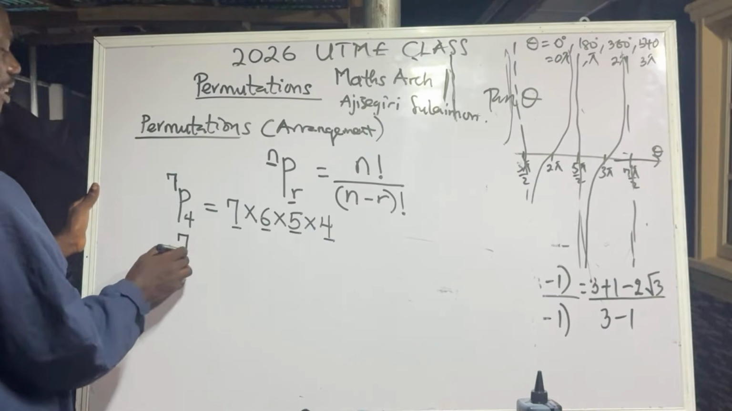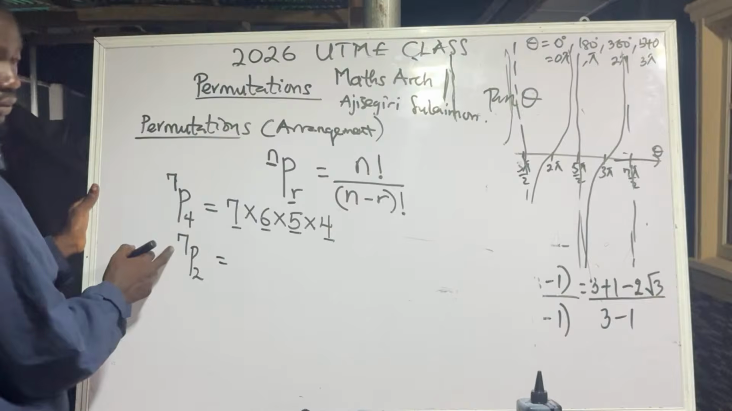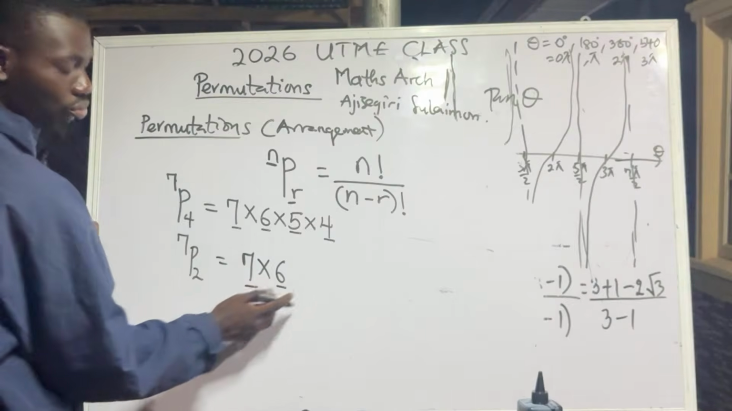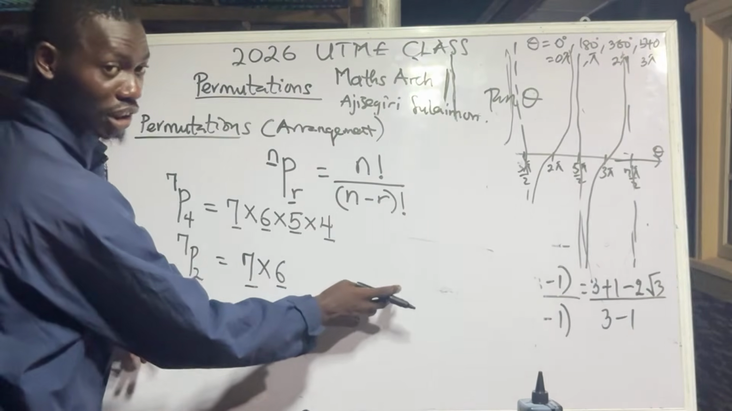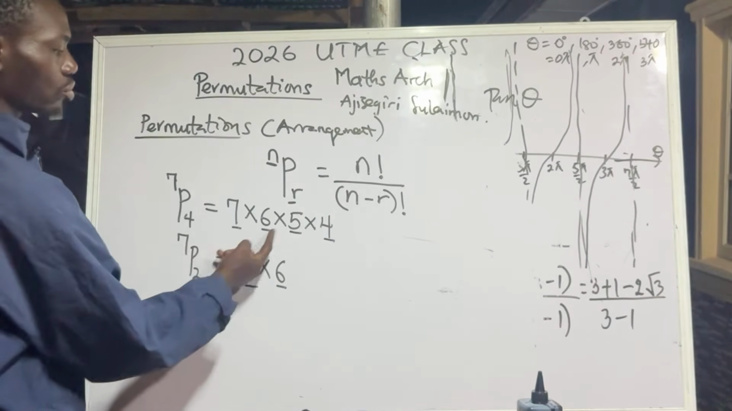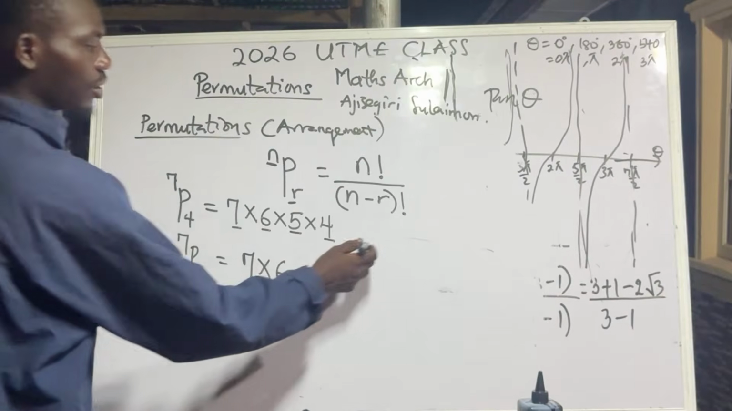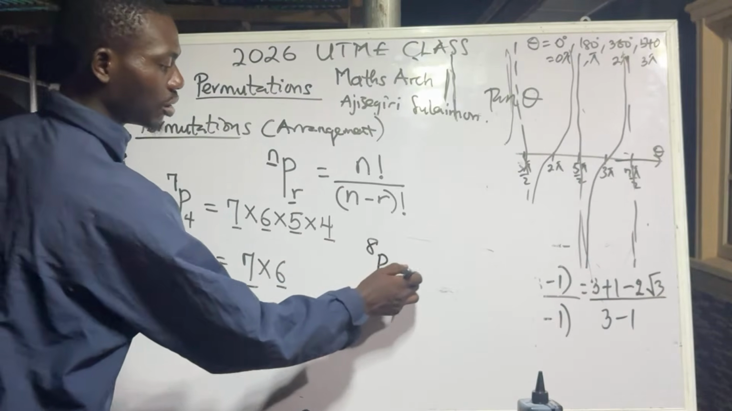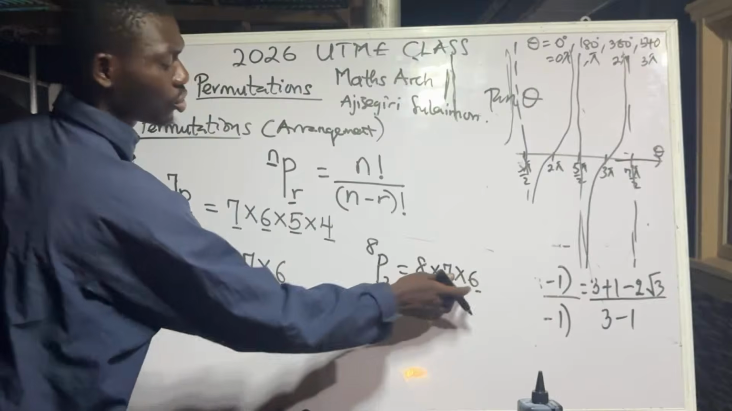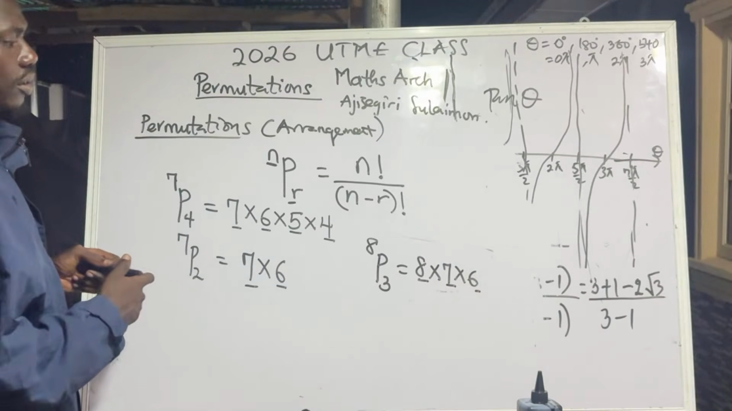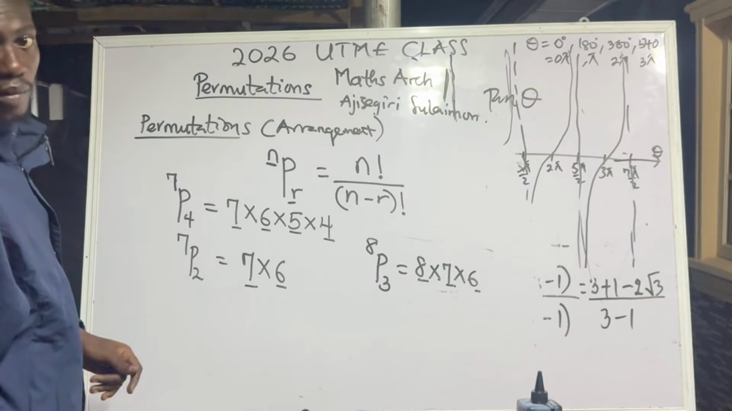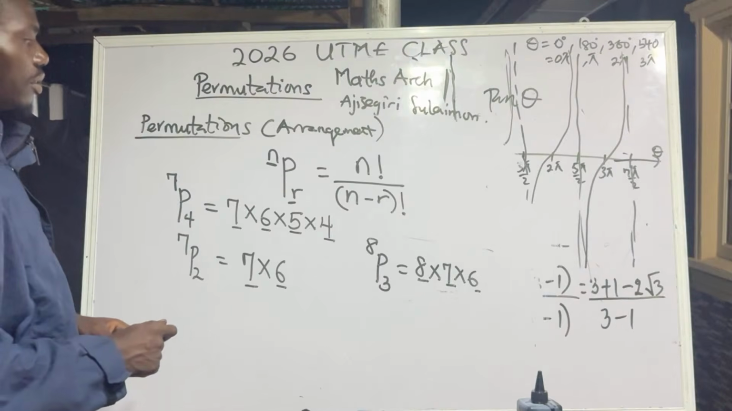Okay, let's do 7 permutation 2. Reduce 7 up to 2 times. That is just 7 times 6. 1, 2. So it does not mean that you have to reach 2. No, it means counting 1, 2, or counting 1, 2, 3, 4. Okay? So what if it is 8 permutation 3? That will be 8 times 7 times 6. 1, 2, 3. And you must not jump any number. That is how simple it is.